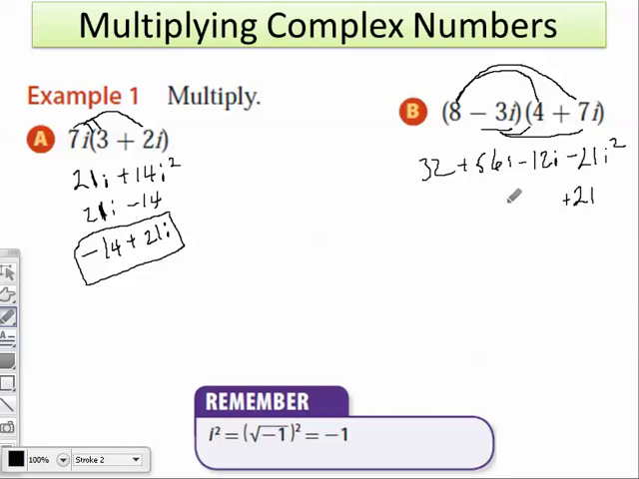I can combine the 12 and the 56, giving me 68i. And I've got out front 32. So when I add these 32 and 21 together, I get 53 plus 68i. That would be my answer for this one by multiplying these two together. Okay?